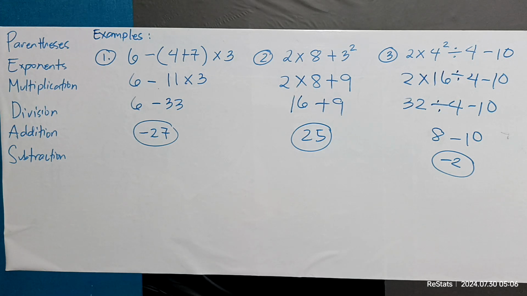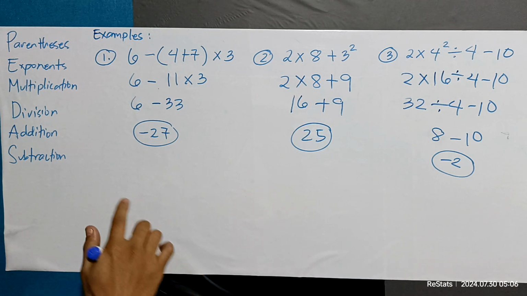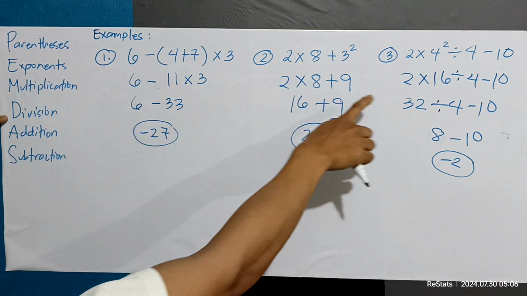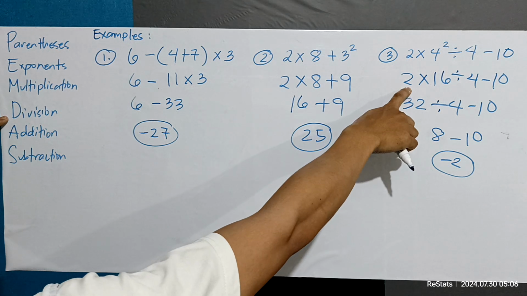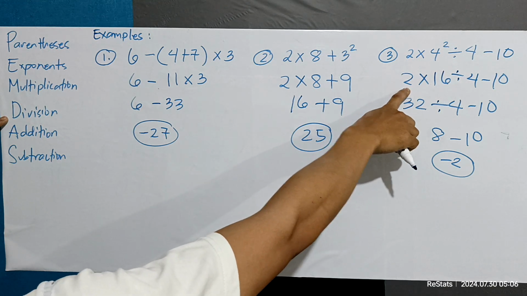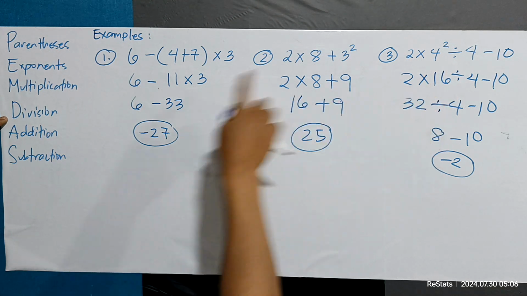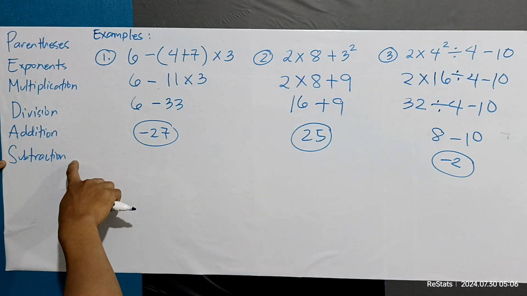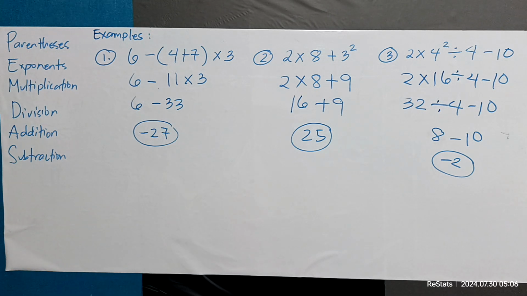We do first what's in the parentheses, if there is any in the given, then the exponents, and then either multiplication or division, whichever comes first, just like in this case. Multiplication comes first, thus we do multiplication first, before we do division. And it's either addition or subtraction, whichever comes first. That is the PEMDAS rule or the order of operations.